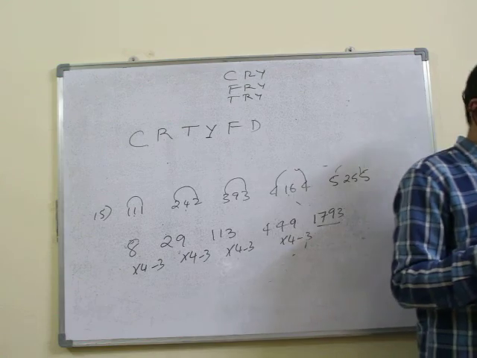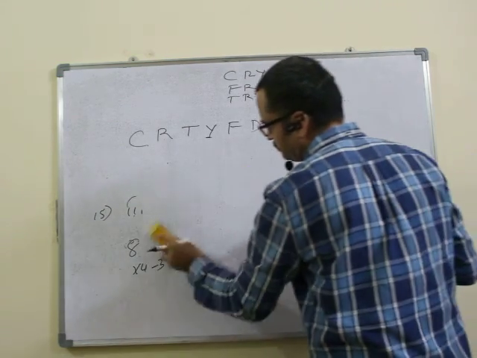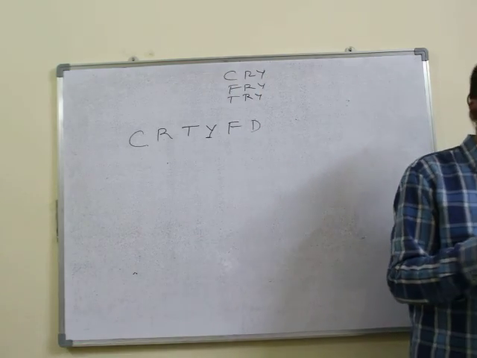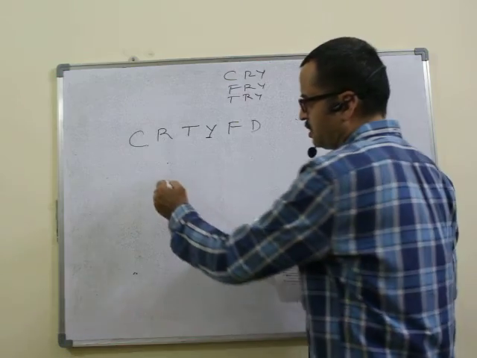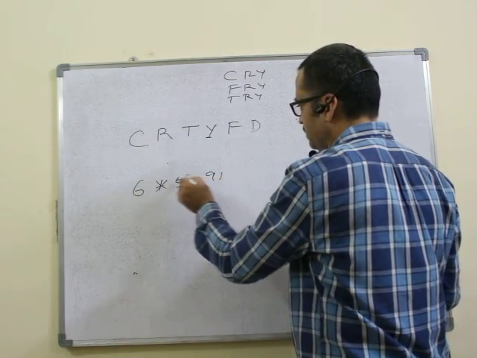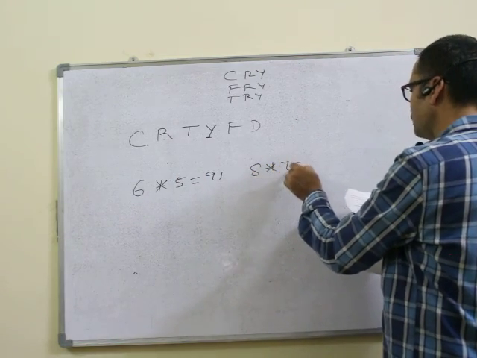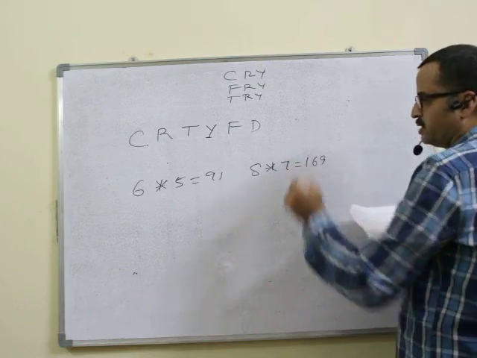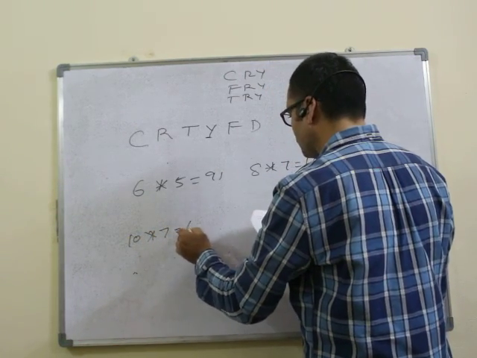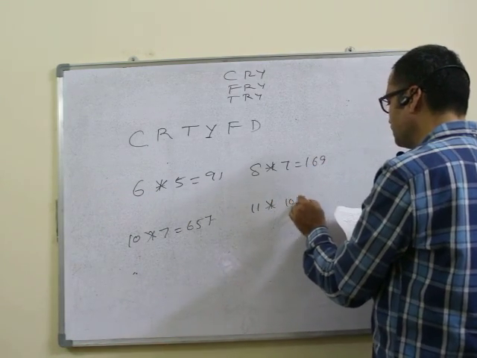18. Right. 18th question, you see, we have to find out based on the equation given, what is the answer there. See how they are given. 6 star 5 is equal to 91. Right, okay. Then 8 star 7 is equal to 169. So what they have done. 10 star 7 is equal to 657. Now we have to find out the common logic and apply it to get the answer.